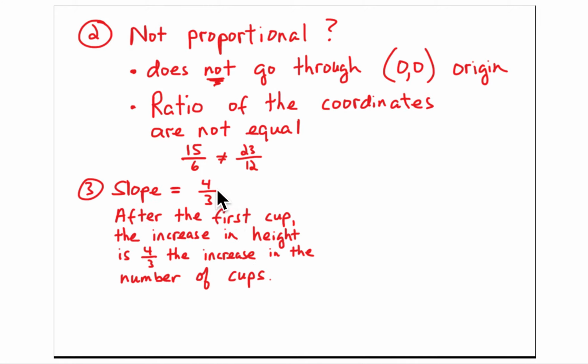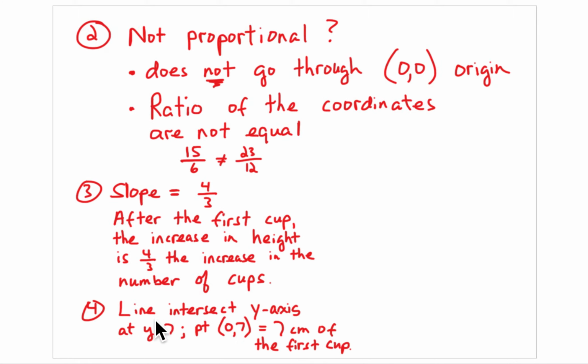And the slope is 4/3. So after the first cup, the increase in height is 4/3 the increase in the number of cups. So you get rid of that first cup, then the increase in height: every time you add another rim, it's adding 4/3 centimeters. So the slope is 4/3 centimeters for every cup that's added, or a ratio of 4 centimeters to 3 cups. So the line intersects the y-axis at y equals 7.